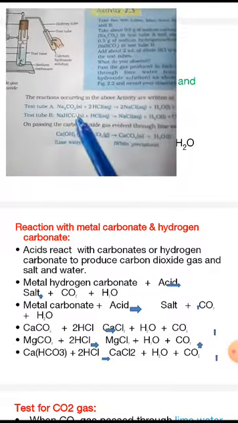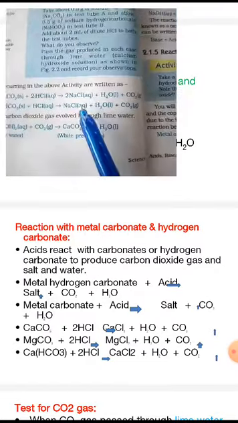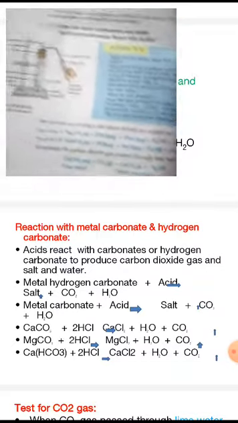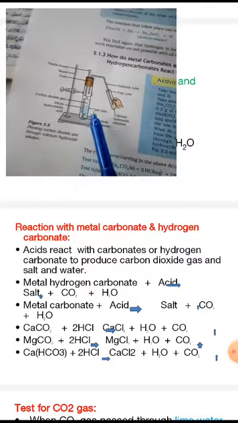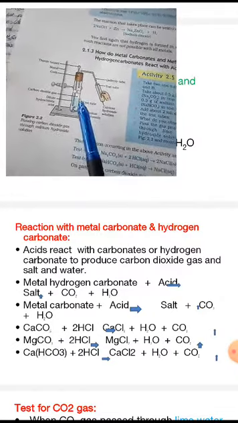What happens when you take sodium carbonate and add hydrochloric acid? It produces sodium chloride and water molecules, and it produces carbon dioxide. See, what do you observe? We are observing that carbon dioxide gas is evolved from this reaction.